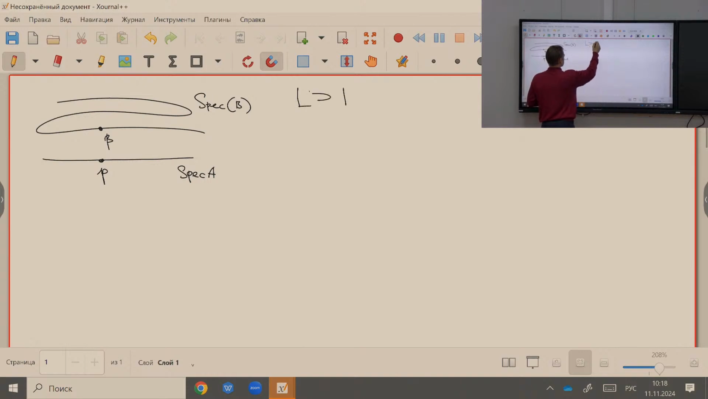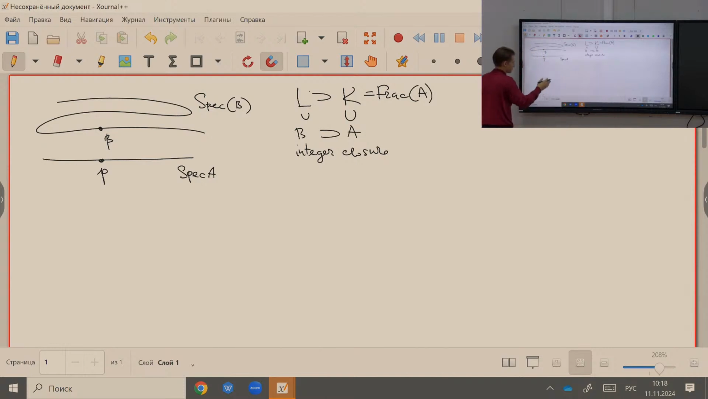You have a field extension. Here K is the fraction field of A, and here you have the integral closure. Of course, this is the standard setting that we shall have all the time. So we have the ideal p, and we have B lying over p, such that the intersection of it is equal to p, and we want to calculate the norm map.